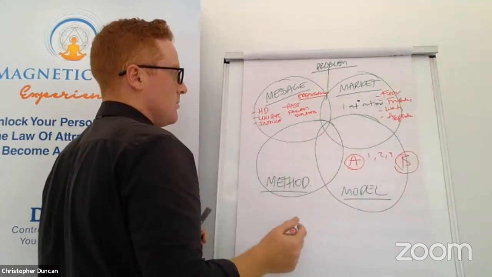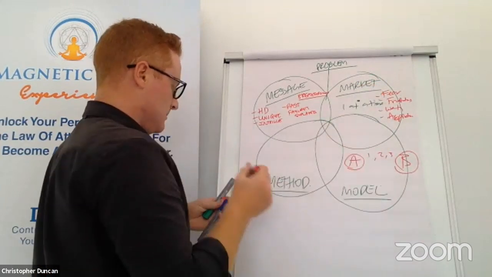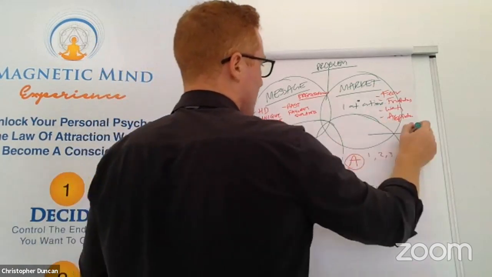Very, very simple. So when you think about the market and you think about the model, okay, what we're really talking about here, okay, and this is the path.